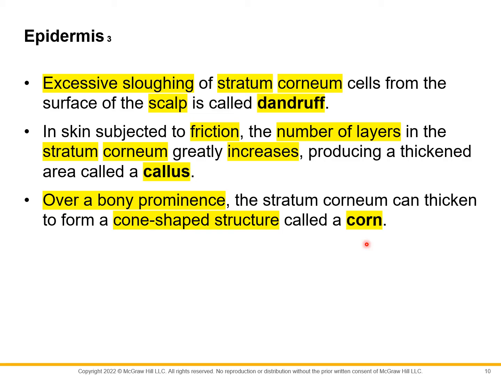Kasi other than the fact na makapal na nga yung stratum corneum sa area na yun, meron pang excess projection ng bones dun sa lugar na yun, making them look like they're cone-shaped or making them look like they're more prominent than they're supposed to be. So basically, ang corn po is also a type of callus. It's just that it's placed in an area that has a more bony projection, or nasa ibabaw siya ng area kung saan prominent yung bones natin.